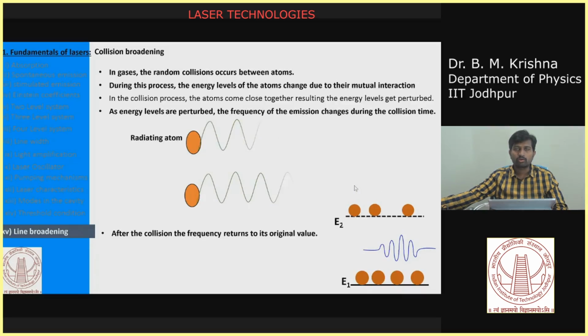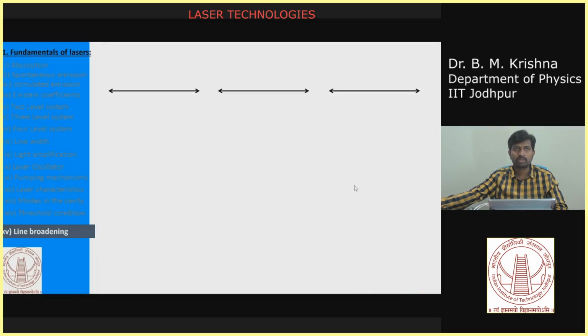There are many collision events happening. So I am considering two collision events. Your Tc represents the time between collisions. In your gaseous system, many collisions happen. Now we are considering two collisions. Your Tc represents the time between collisions, and your delta Tc represents the collision time.